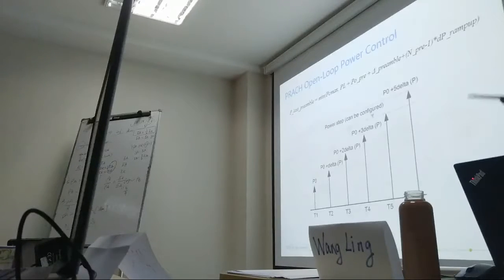So we call this kind of power control open loop power control. Open loop. So in the uplink, PRACH only uses open loop. Others can use open loop and can use closed loop. Only PRACH uses the open loop.